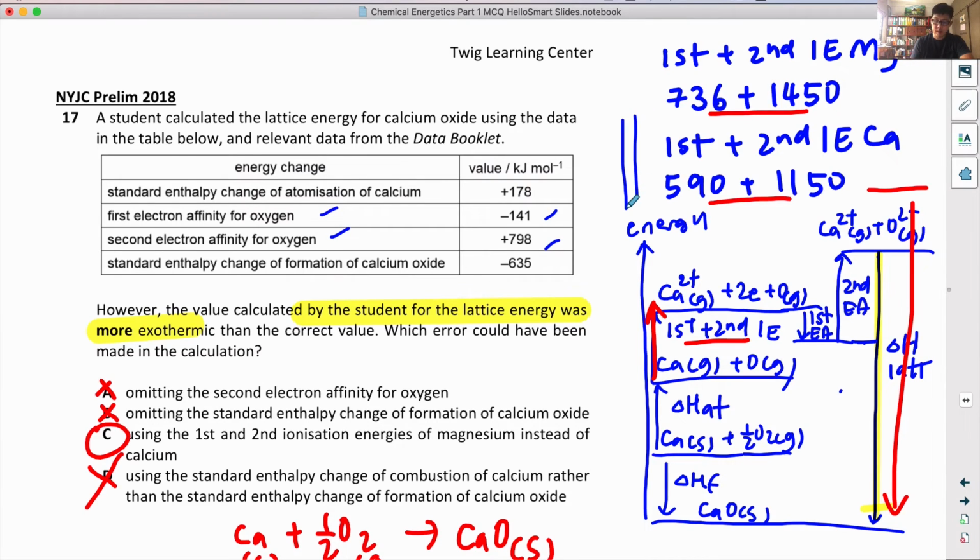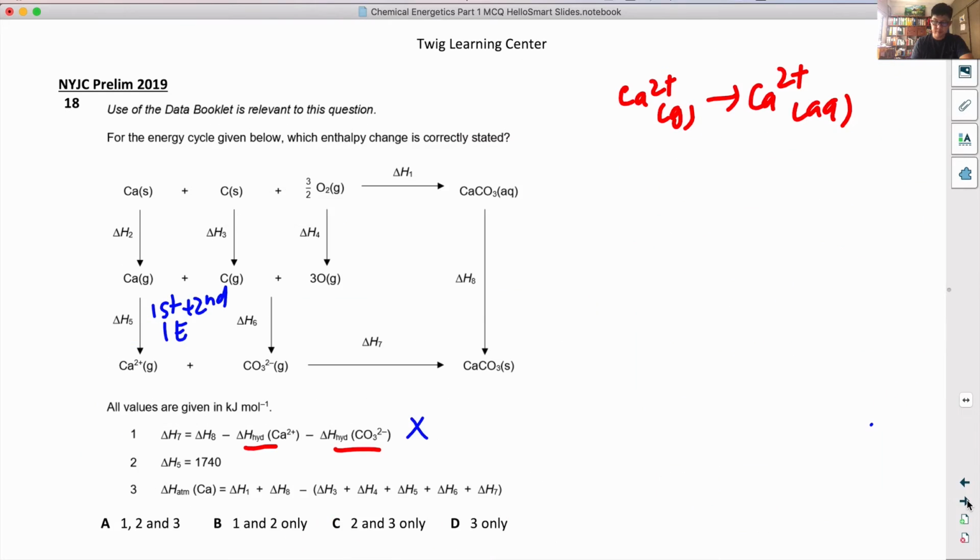590 plus 1150. I guess that will give you 1740, isn't it? Right? So which means 2 is correct. Okay, is the last statement correct?